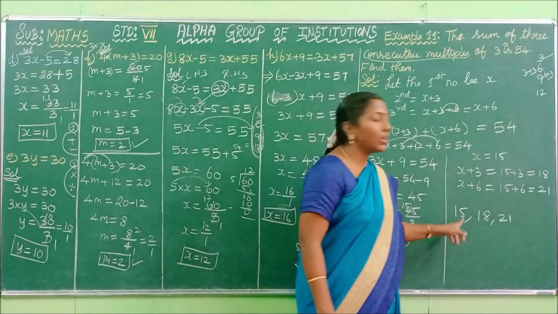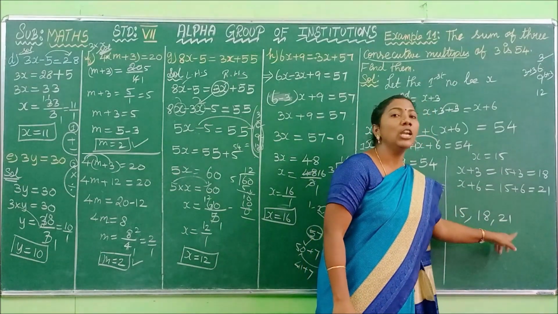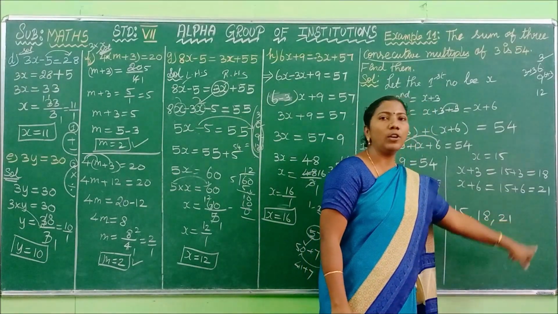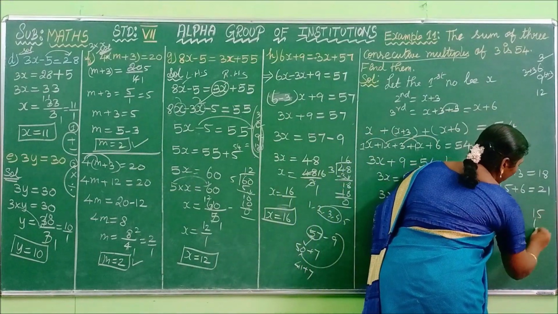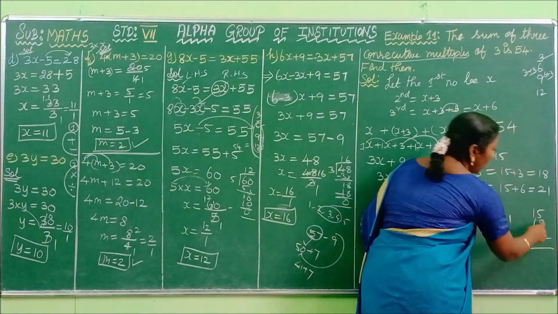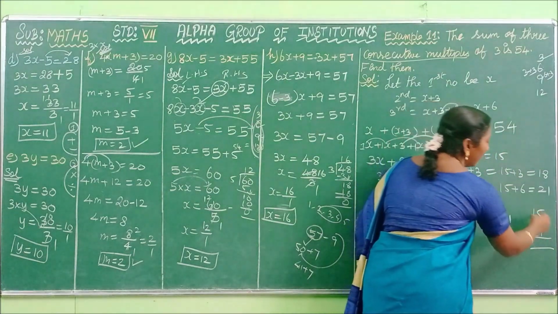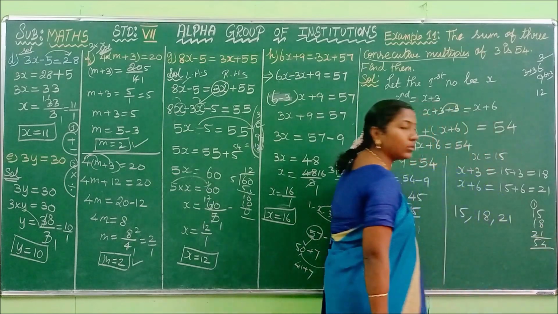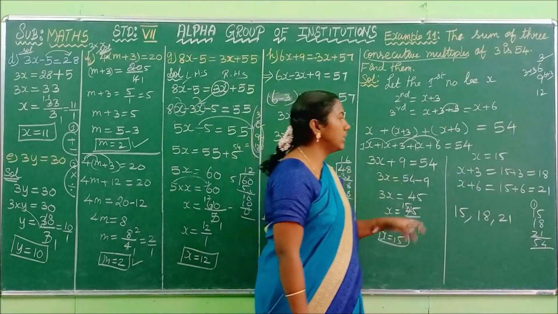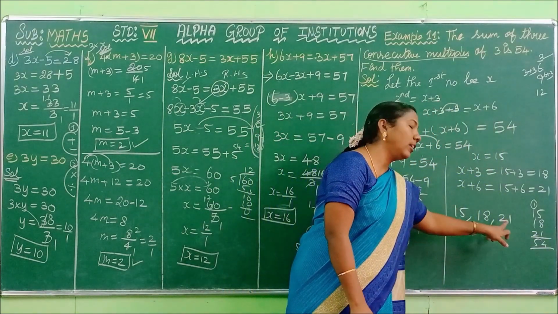All the three numbers are consecutive multiples of 3. If you add these three numbers, definitely you get 54. Let us check whether we are getting 54. 8 plus 1, 9, 9 plus 5, 14, remainder 1, 1 plus 1, 2, 3 plus 2, 54. Thus, we have found the three numbers 15, 18, 21.